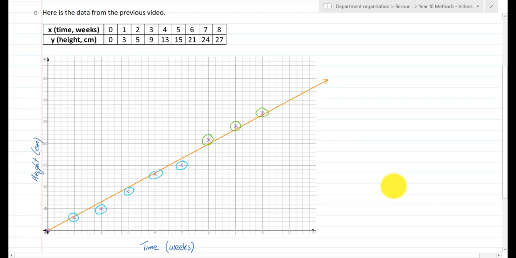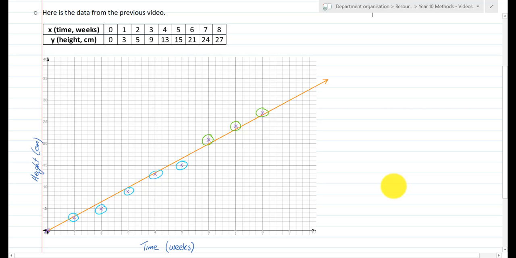But it's pretty hard. I made a prediction in the last video for 10 weeks. That's fine. What if I want to make a prediction for 100 weeks? That's got a lot of risks associated with it because 100 weeks is a massive extrapolation. But I don't want to draw a massive graph. And if I did, my data is going to be cramped into one little corner and make it very hard to draw an accurate line of best fit. And I don't have a piece of graph paper big enough.